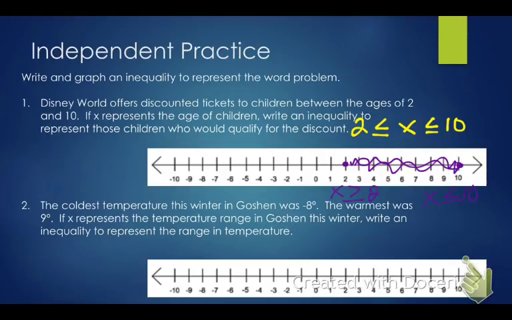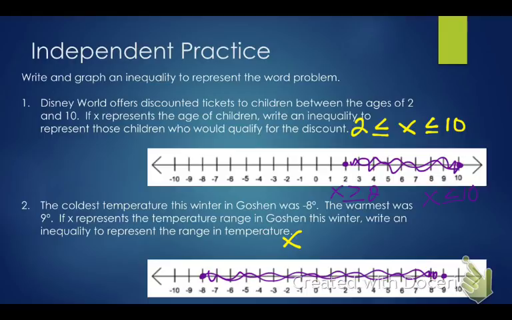This one, the coldest temperature this winter in Goshen was -8. So you need to find -8. Go ahead. It was -8. And the warmest temperature was 9. So that was 9, which means it can be 9. So they're both like that. The range is between -8 and 9. So we're going to go around here and do this. We need to be able to write our inequality for x. So remember, we're going to put x in the middle because we have 2 different things.